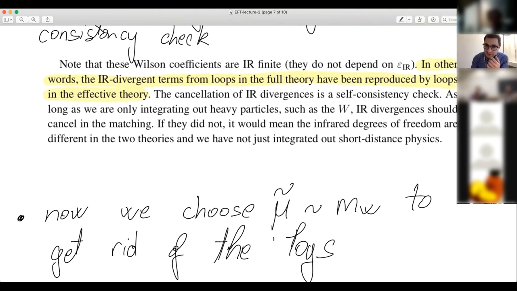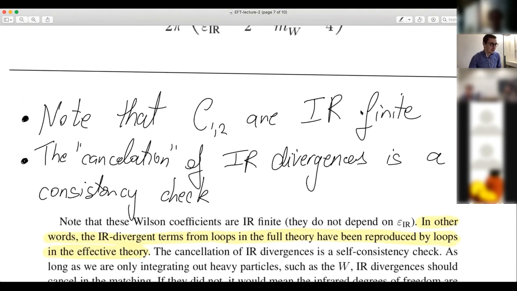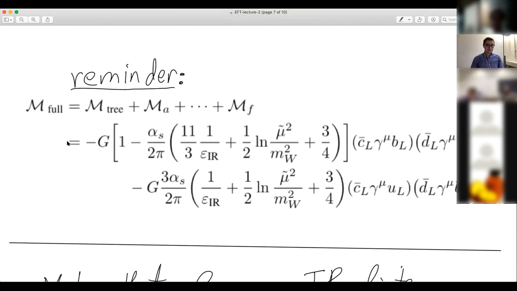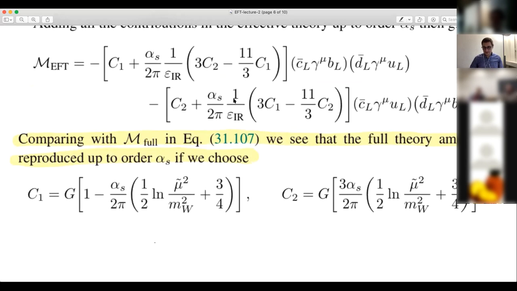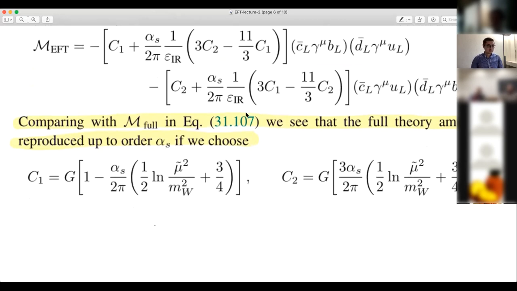Okay, there's a question. If the infrared divergence will always cancel in the matching, why do we need to compute them in the first place? But we have to get the formula for the Wilson coefficients. And along the way, this is actually the cross-check of this calculation. So we went out there to calculate C1 and C2 in terms of MW, alpha strong, and G. And we had to do calculations both in the EFT and in the UV. And then we saw that the infrared behavior of the two is the same.